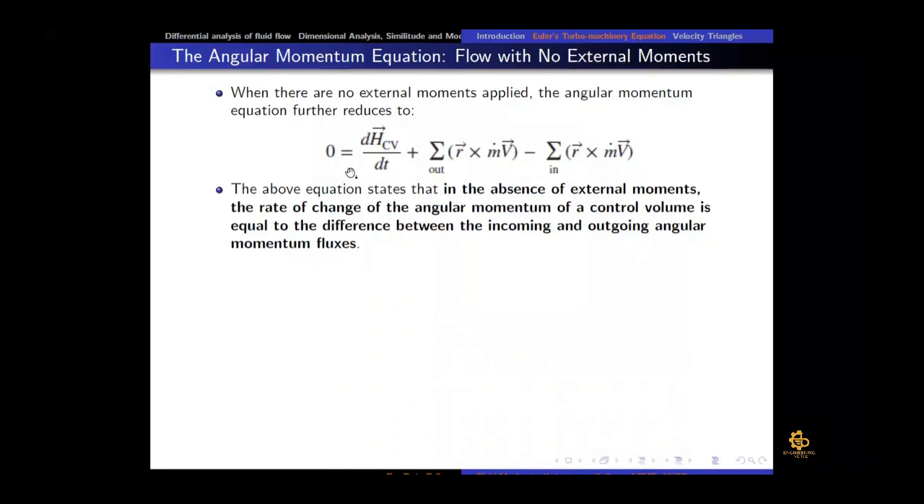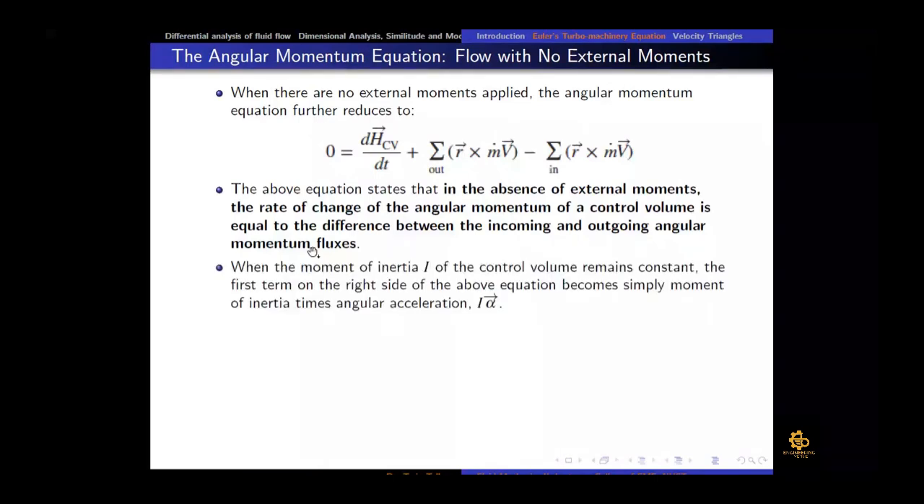So if we want to talk about the physical significance or explanation of this equation, it is that in the absence of external moments, the rate of change of angular momentum of a control volume is equal to the difference between the incoming and outgoing. Why incoming and outgoing? Because when we take these two terms to the left hand side, it would be in minus out. So that's why they have written it like this.